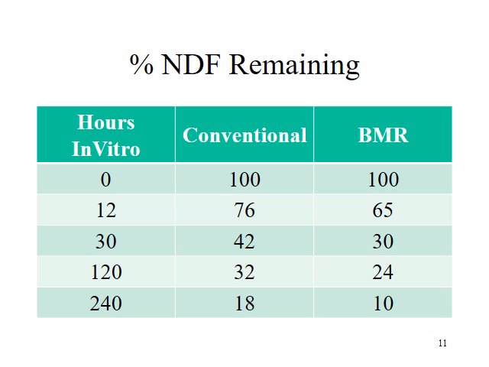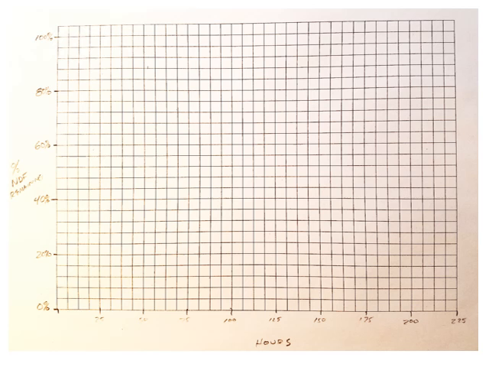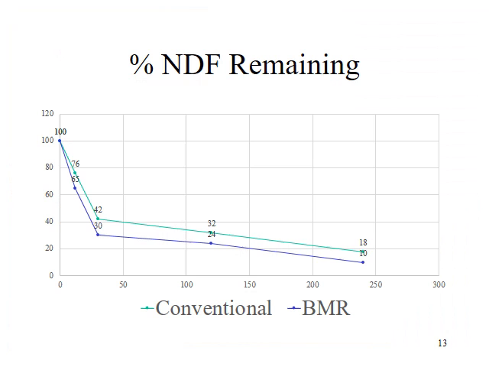So if you take those numbers and graph them on your graph paper, you're going to get a thing that looks like, there's your graph paper, which you need to print out. And it'll look something like this. So we'll do the conventional is the green line coming down. That's the higher of the two. The BMR is the blue line.